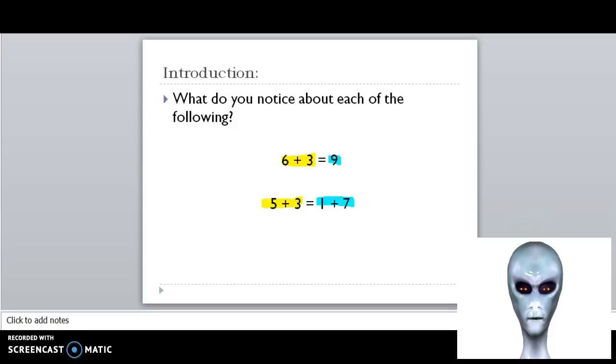If we are to simplify both sides, 6 plus 3 is 9, and this side has a 9. So 9 is equal to 9. On this side here, we have 5 plus 3, which is 8. And on this side, we have 1 plus 7, which is also 8. So on both of these number sentences, each side is equal to each other.